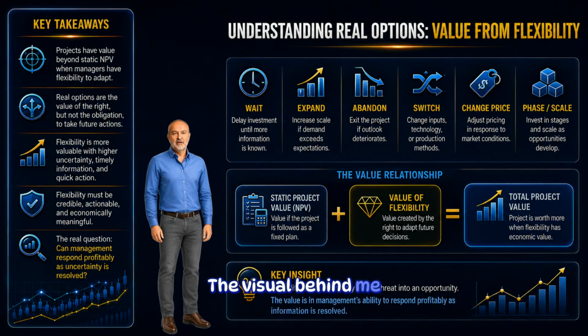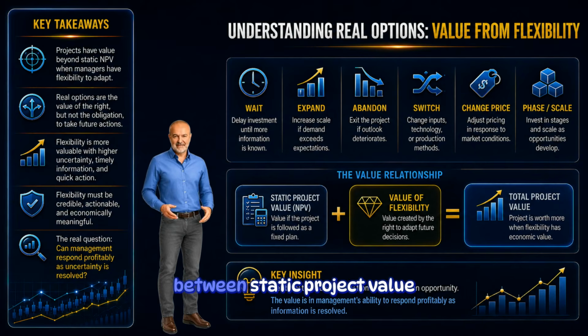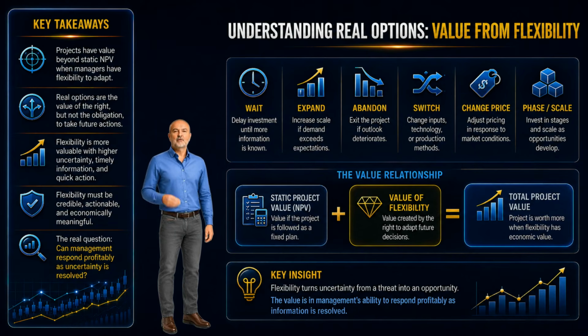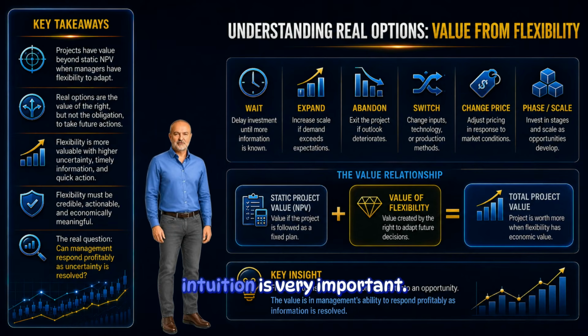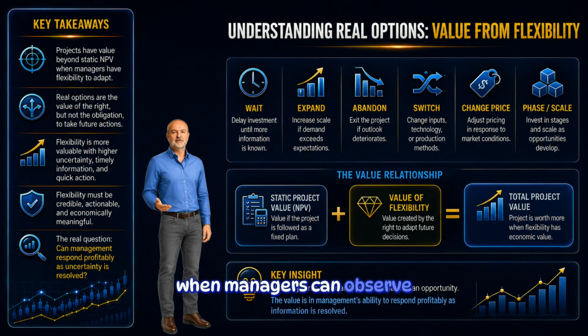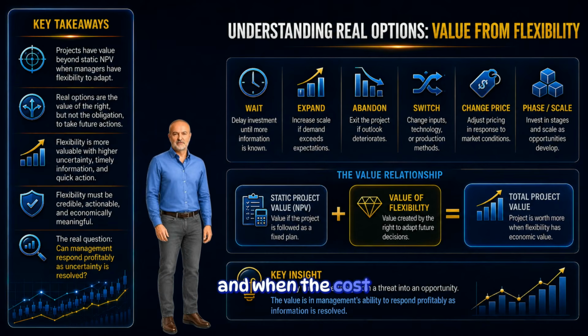The visual behind me shows the basic relationship between static project value and the value created by flexibility. I will not read the formula, but the intuition is very important. A project with flexibility may be worth more than the same project with no ability to adapt. Flexibility is more valuable when uncertainty is high, when managers can observe useful information before committing all capital, when the firm can act quickly, and when the cost of preserving flexibility is reasonable.